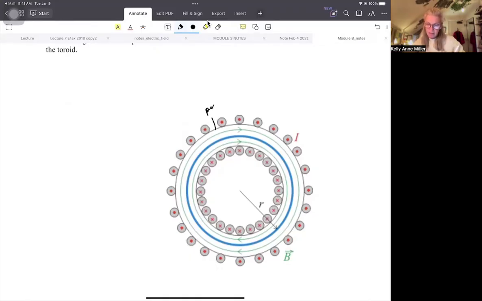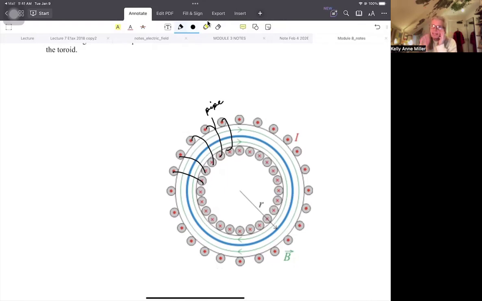Like this is kind of like the pipe, right? And this is the wire. So this is coming out of the page, into the page, out of the page, into the page, out of the page. So the wire is going like this in 3D. I mean, it's hard to draw, right? So inside the toroid, there's this magnetic field.